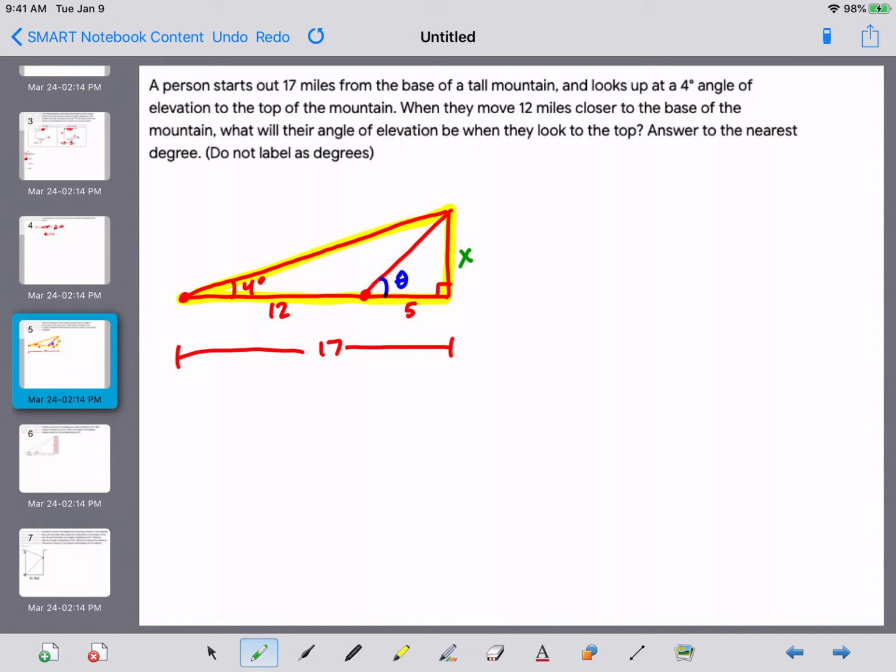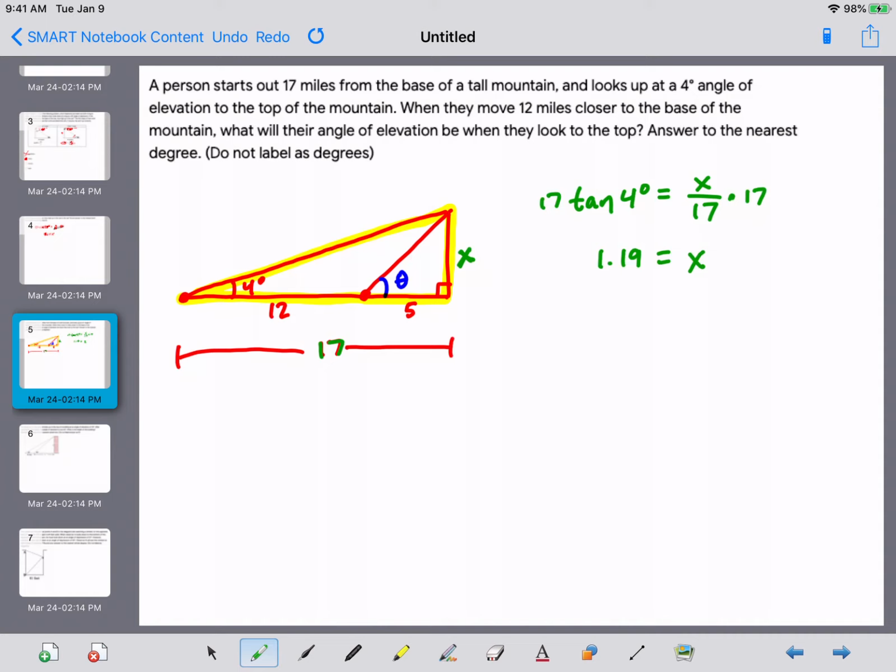We're going to find x, so notice that x right here is opposite the 4 degrees. This 17 is adjacent to 4 degrees, so that tells us tangent of 4 degrees equals x over 17. Go ahead and multiply by 17. We get 17 tangent of 4 degrees, which is about 1.2. I'm going to say 1.19 just because we're not done yet. And remember, that's in miles, which, I mean, it's a mountain. That's still a pretty tall mountain.